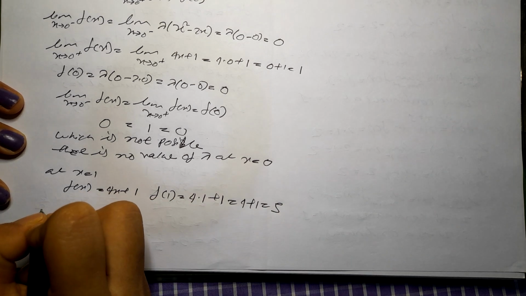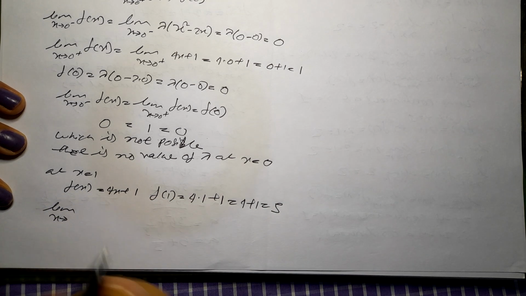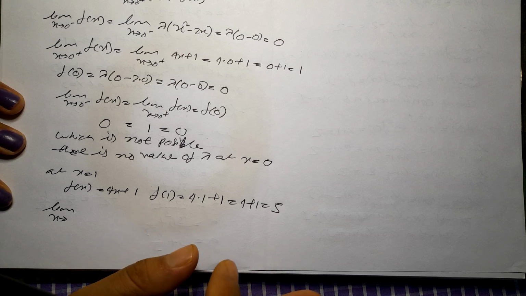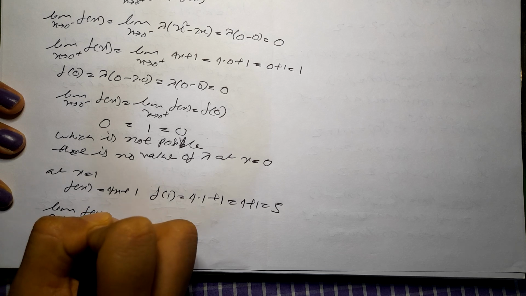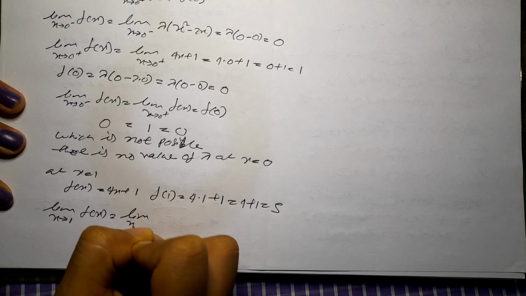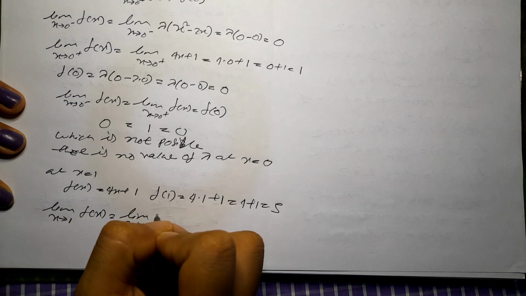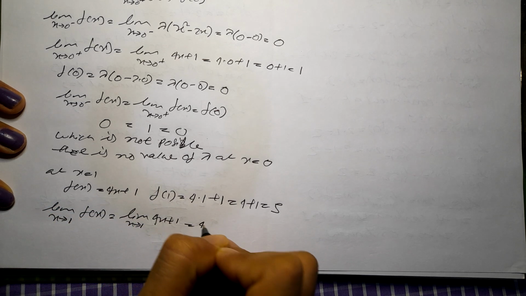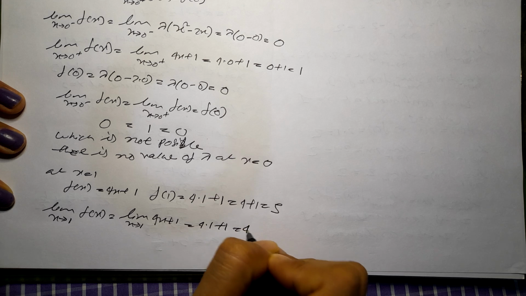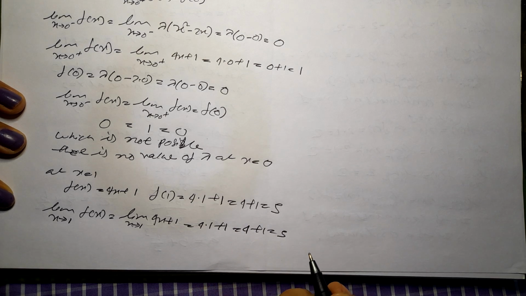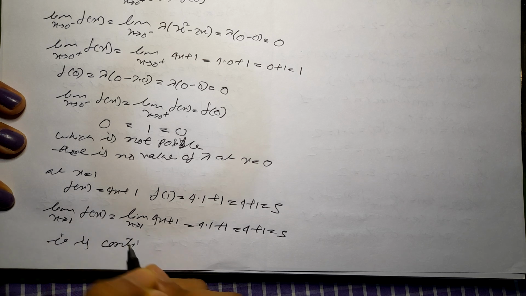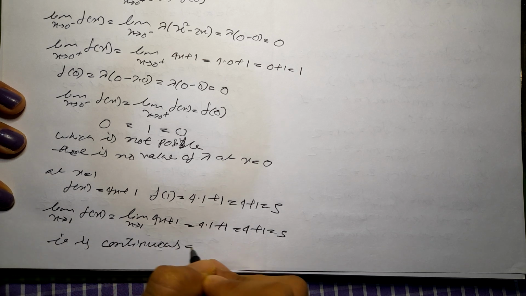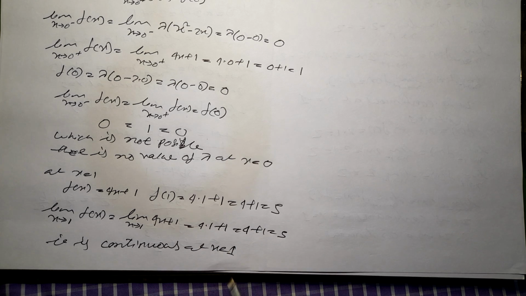Now we need the limit. We don't need to check the left hand limit and right hand limit because we have only one function. So limit x tends to 1 of f of x. Which one is the function? It is 4x plus 1, so it will give 4 into 1 plus 1, that is 4 plus 1, equal to 5. So it is continuous at x equal to 1. Now, next question.